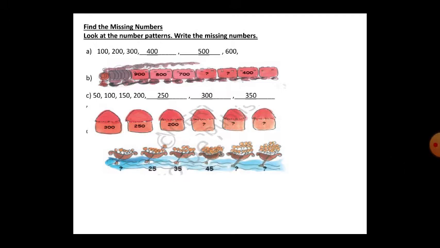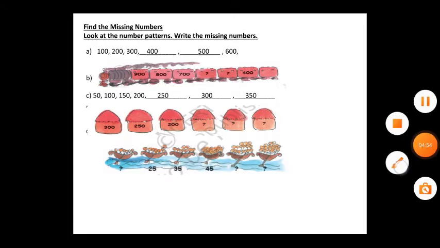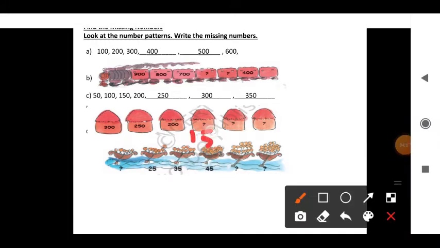And here 300, 250. You have to look at this first and think. See here 300 is bigger and 250 is smaller. So what are they doing here? Subtraction. How much is subtracted? 50 is subtracted. 300 minus 50 is 250, right? 250 minus 50 is 200. 200 minus 50 is 150. 150 minus 50 is 100. 100 minus 50 is 50. Like that.